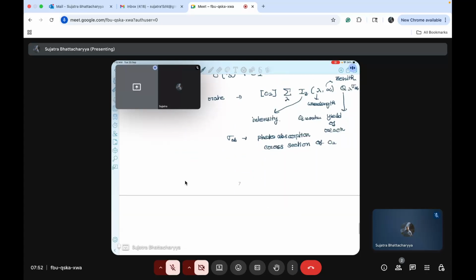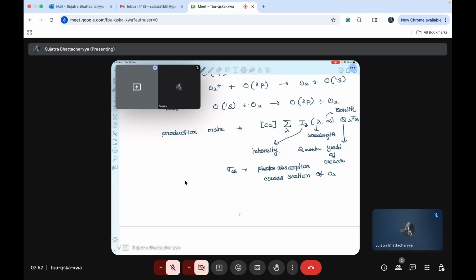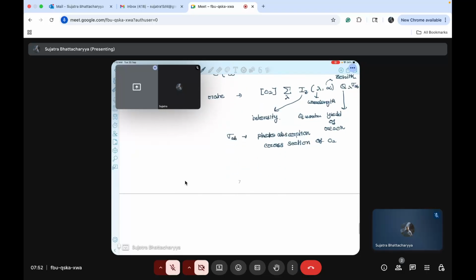Okay, so this is how the production rate is. And the volume rate of emission is V, which is equal to production times loss. So this is the production, times this loss. Loss is also called quenching.